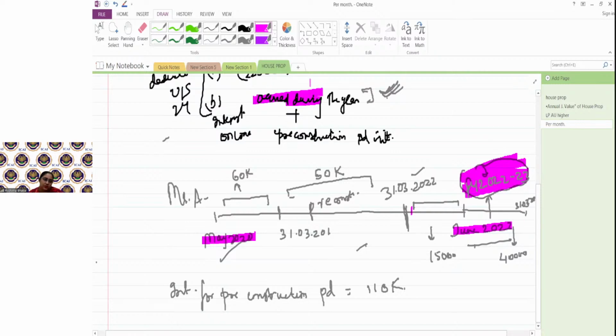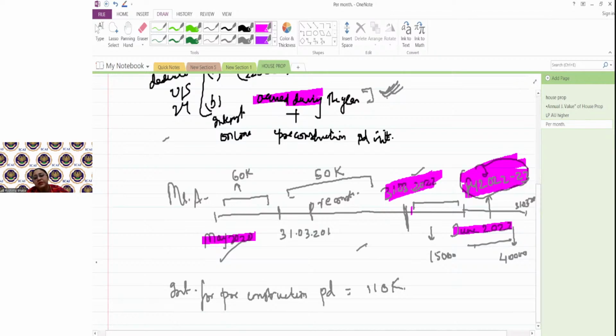can be claimed under interest accrued during the year. So the pre-construction period, my friend, is not from the date when the loan was taken till the date the completion certificate is given. Pre-construction period for the purpose of the Act is from the date when the loan was taken till 31st March immediately preceding the year in which the house was completed. Okay.